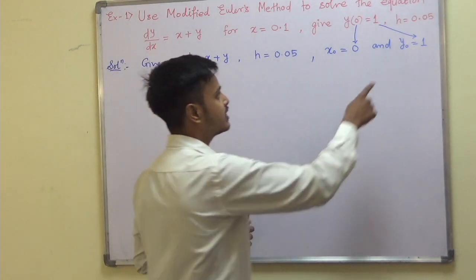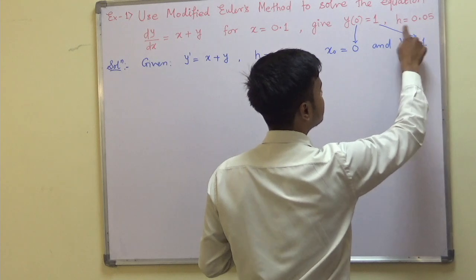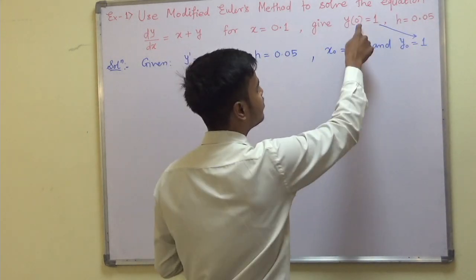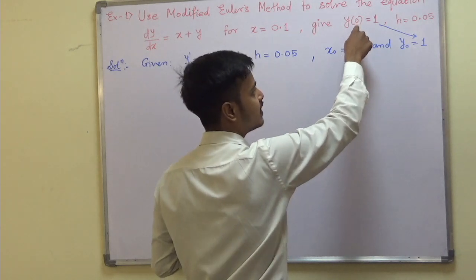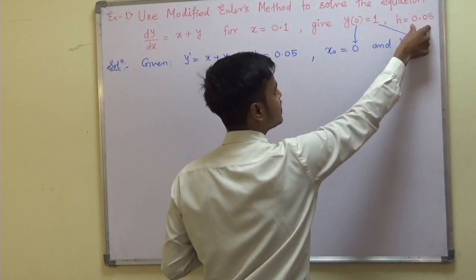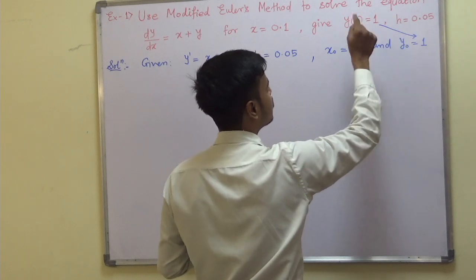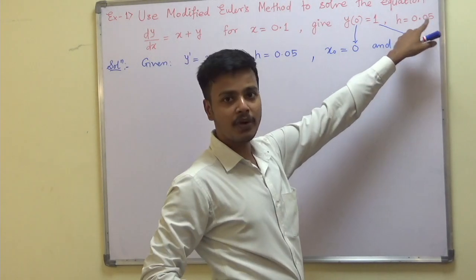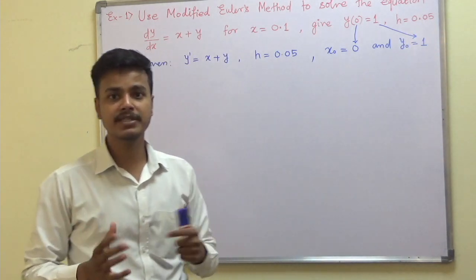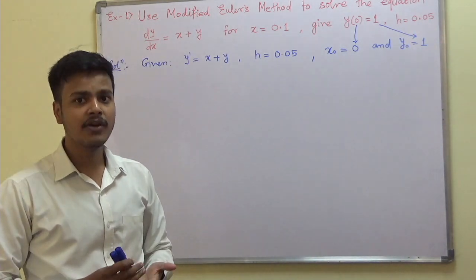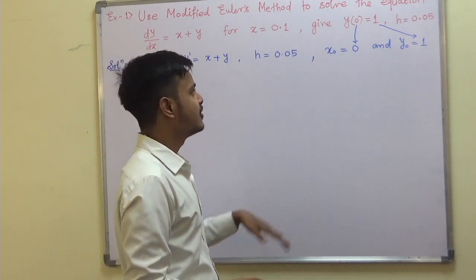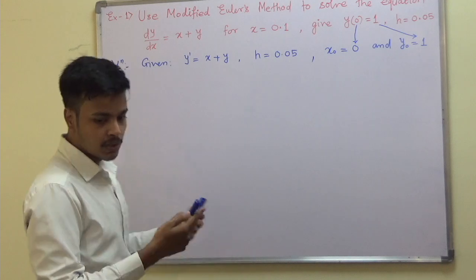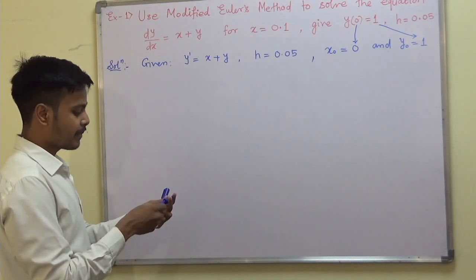Now as you can see, we have a step size of 0.05, and we have to start from 0. So to reach from 0 to 0.1 with a step size of 0.05, how many steps are required? Yes, 2 steps are required, correct? So this problem is a 2-step problem. Okay, so let us start with step number 1.